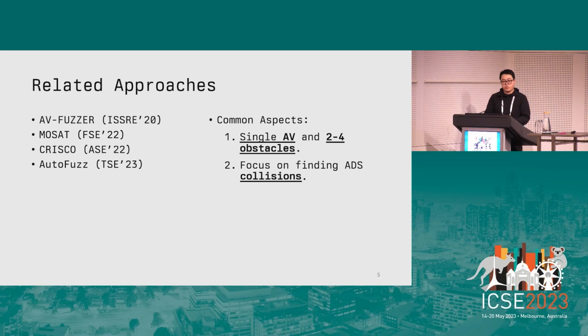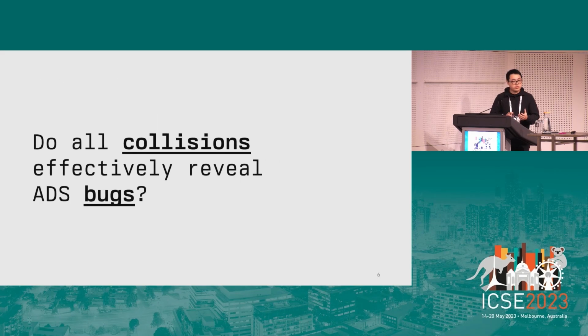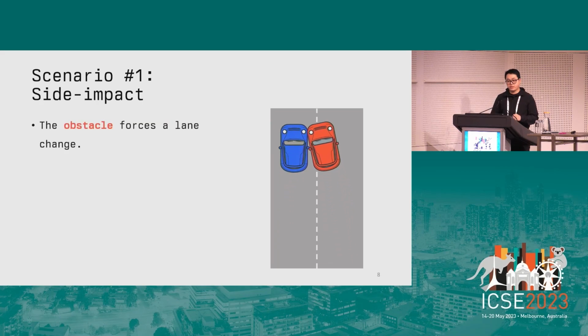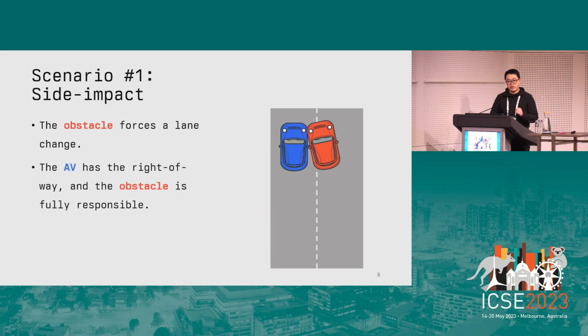But the question that no one answers is, do all the collisions effectively reveal ADS bugs? So let's take a look at some examples. In the first example, we have a side impact collision. The AV and the obstacle are coming side by side. The obstacle forces a lane change. In this scenario, the AV has the right of way, and the obstacle is fully responsible for causing this collision. This scenario does not reveal an ADS bug, because there's no ADS misbehavior.